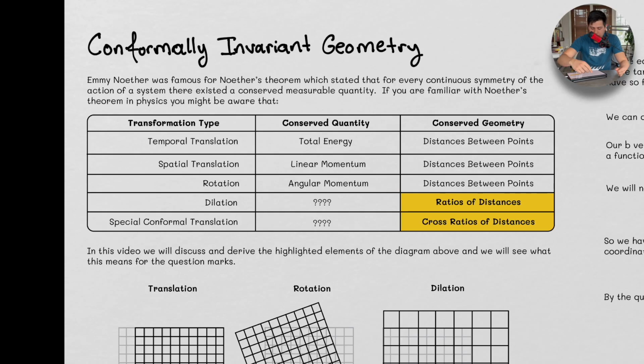Today we are going to continue with conformal field theory. Today we are actually going to dive deep into something quite interesting, how conformal field theory relates to geometry. And let's go ahead and get started.